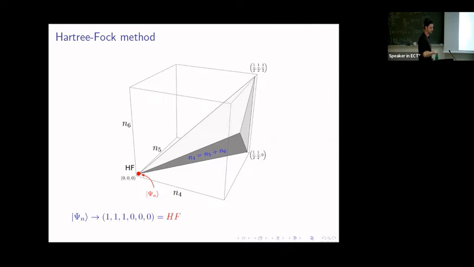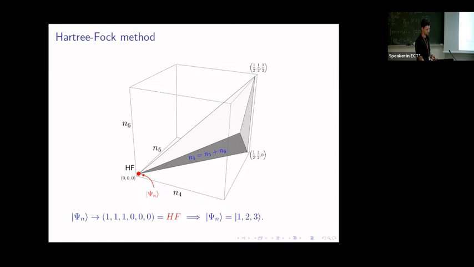Okay, so now from this we want to build some selection rules, some wave functions. So let's imagine the simplest case. Let's imagine that our state has these occupation numbers, right? So it's mapped to the Hartree-Fock point. Then we can immediately conclude that our state is the Hartree-Fock state.